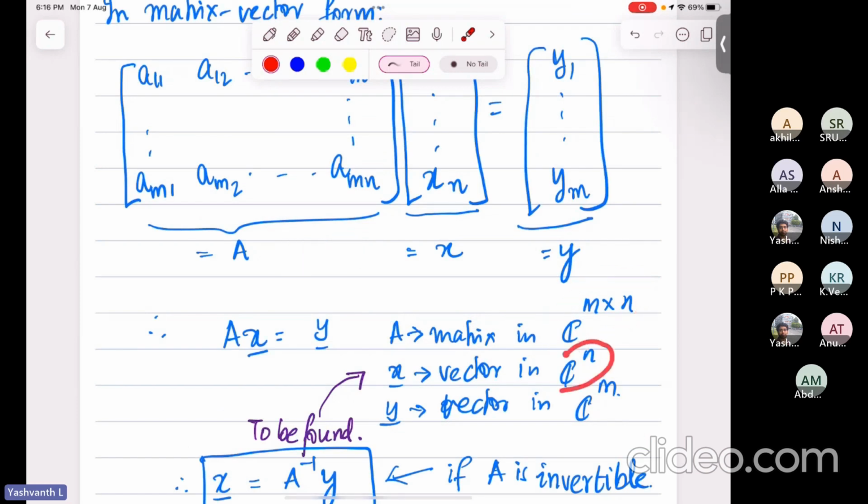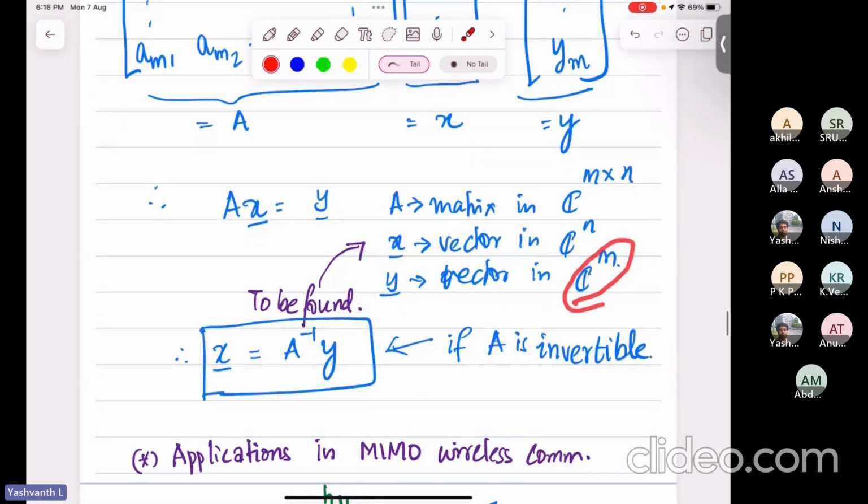X is a vector in C to the n, and y is a vector in C to the m. Now, if you want to solve for vector x, just take the inverse of A and post-multiply it by y. That is, A inverse y will give you the solution to this system of linear equations. But note that this particular approach will work only if A is invertible.